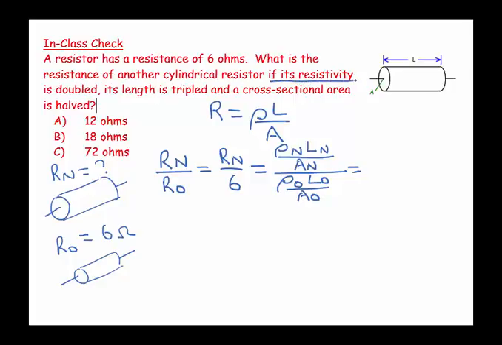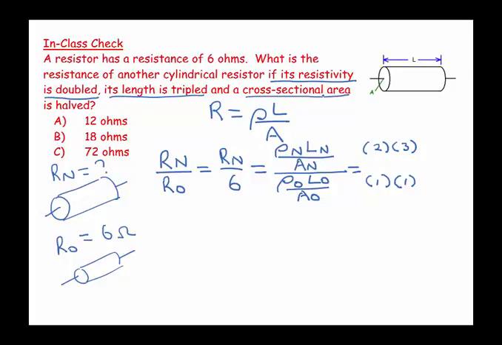And then we're here and we're saying, if its resistivity is doubled, I don't know what it used to be, but I know it's twice as much now, so the simplest thing to do is to call the old resistivity 1 and the new resistivity 2. And then I know that its length was tripled, so I don't know what the old length was, but I know the new one is 3 times bigger, so let's call the old one 1 and the new one 3.